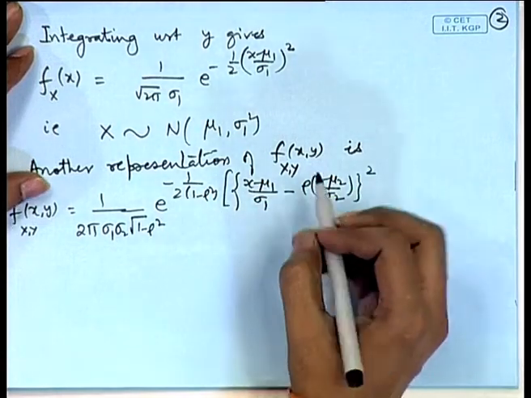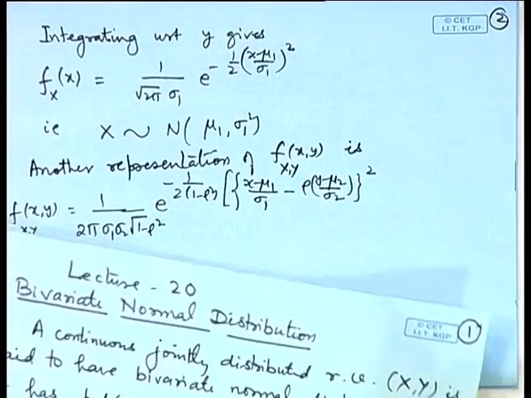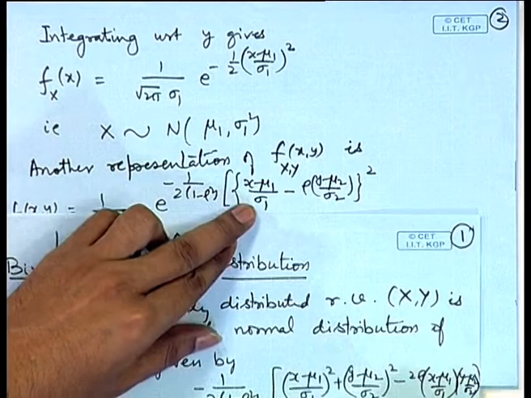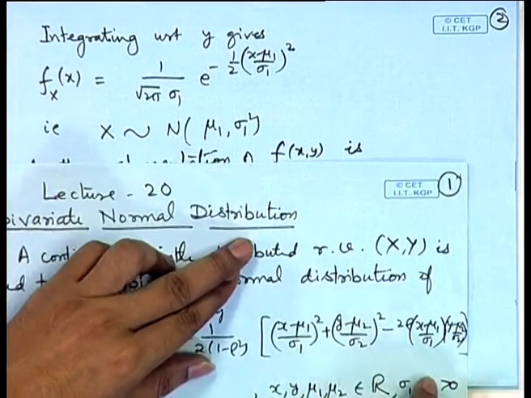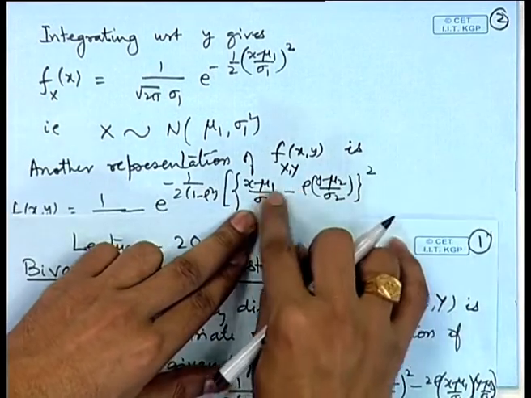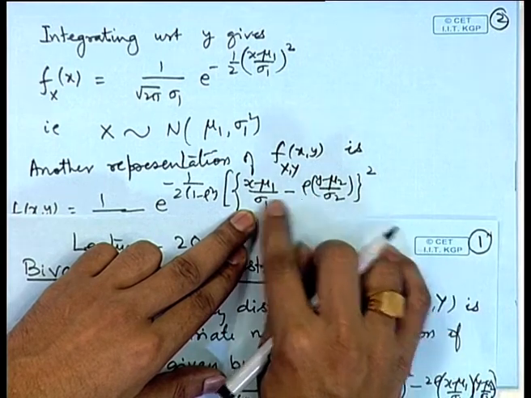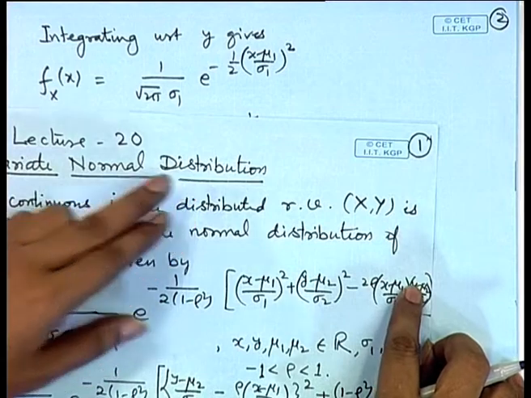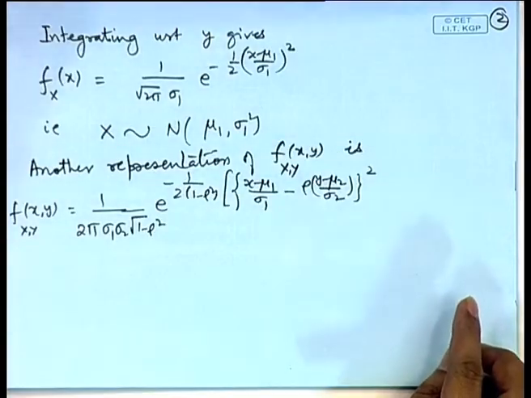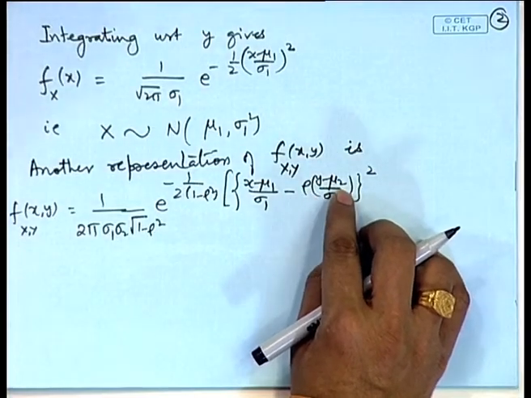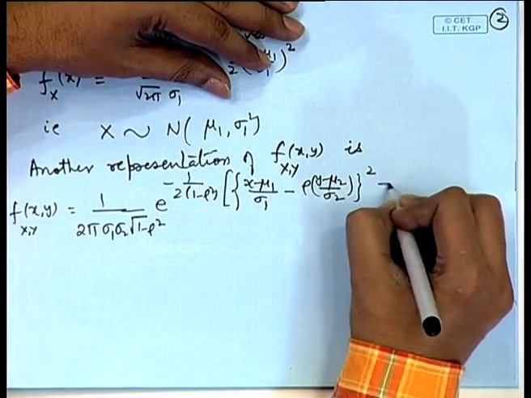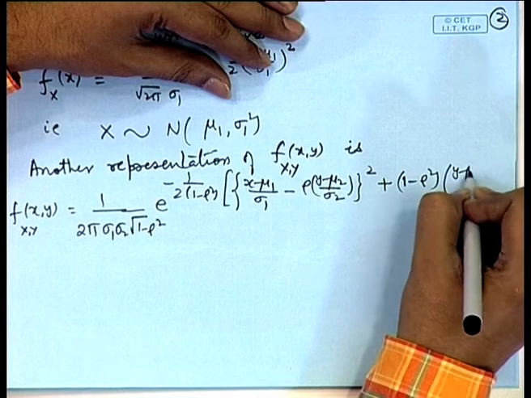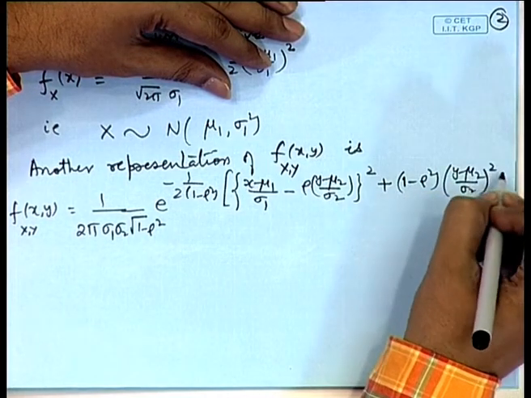Comparing with the joint density, we can see here that (x minus mu 1 by sigma 1) whole square is coming here, and the cross product term is minus 2 rho (x minus mu 1 by sigma 1) into (y minus mu 2 by sigma 2), which is the term appearing here. So, we have added the term rho square (y minus mu 2 by sigma 2) square. Subtracting this, we get (1 minus rho square)(y minus mu 2 by sigma 2) whole square.